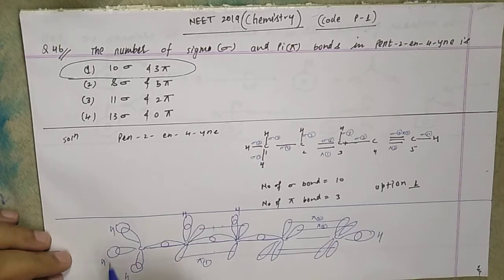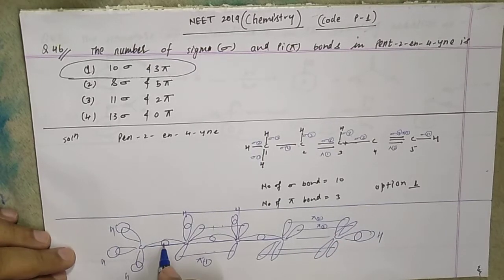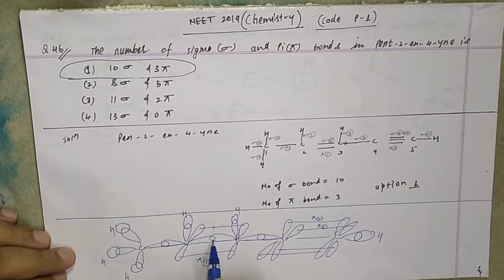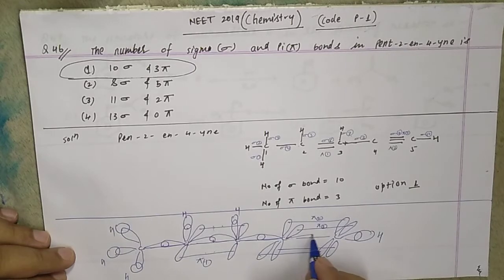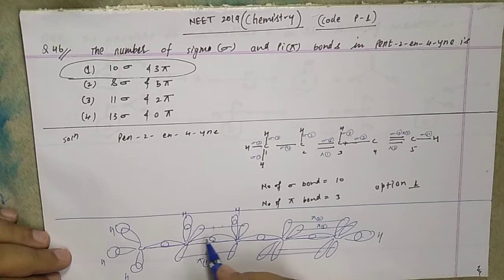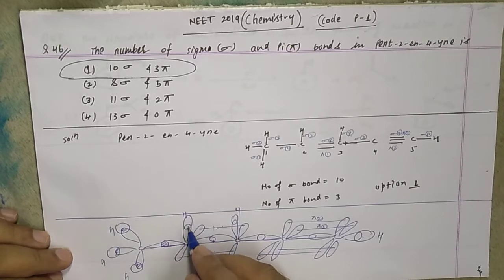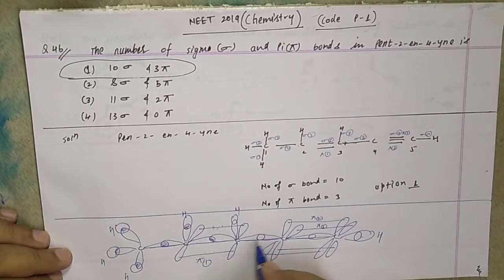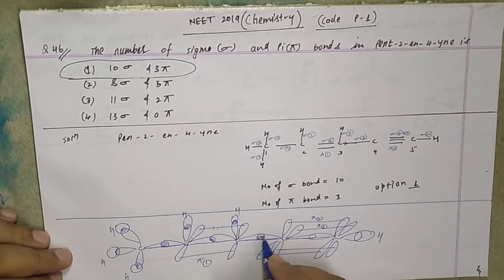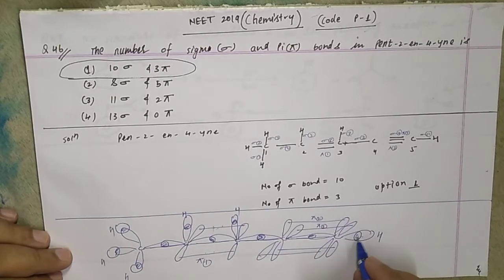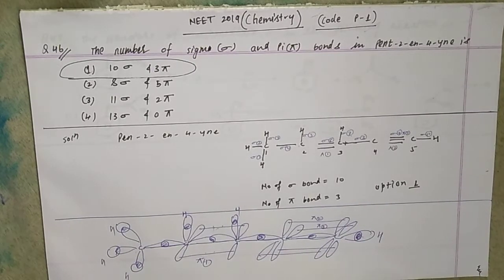And what are the sigma bonds? If you go 1, 2, 3, 4, 5, 6, 7, 8, and this is also a sigma bond, this is the 9 and 10. And the pi bonds are 1, 2, 3. So a sigma bond means head to head overlapping, and a pi bond is known as lateral overlapping. So I hope this will be very clear for understanding the number of sigma and pi bonds.